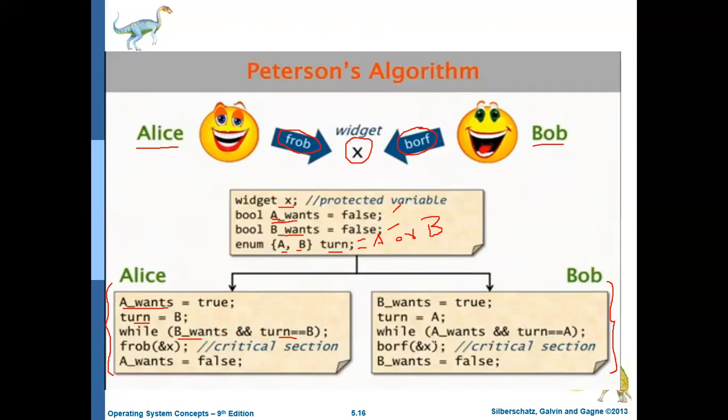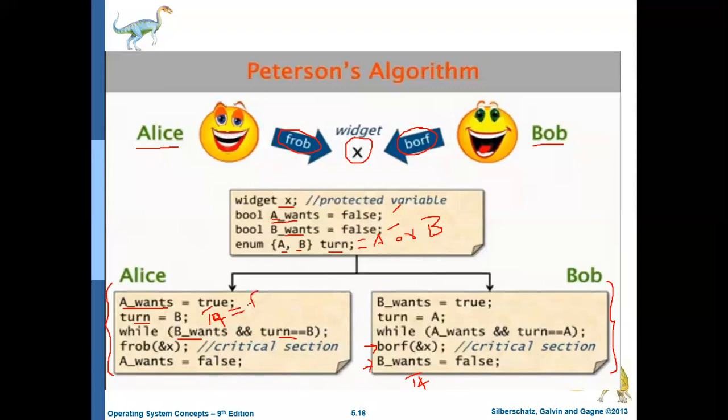So Bob will execute his critical section, and once the critical section is over, Bob will make B wants false. Bob is performing borf. So if at time t0 B wants is true, and at time t4 say it becomes false, then till time t4 Alice will keep on checking what B wants is and what turn is. Turn is B, that is not going to change, but B wants will change at time t4. It will change to false. There is no more B wants to enter the critical section.